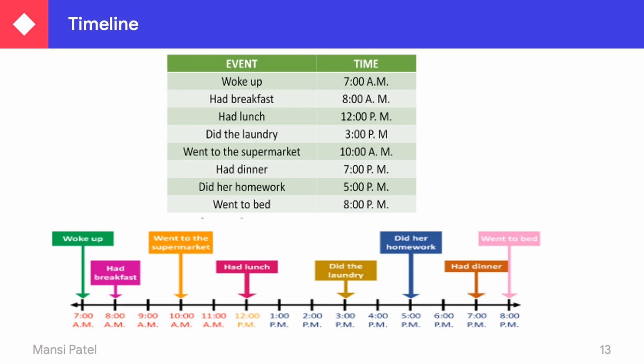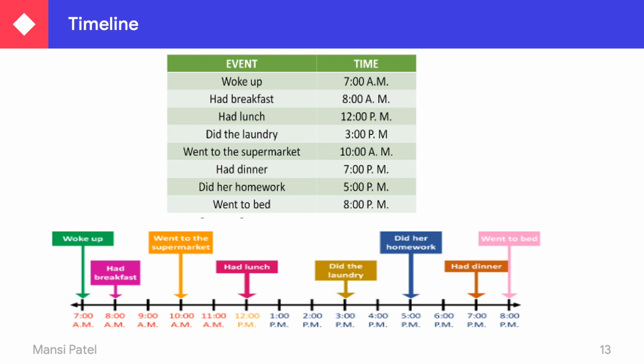Which event comes after woke up? That is had breakfast at 8 a.m. After that, in the table, had lunch is given, that is 12 p.m. But you can see below that went to the supermarket is at 10 a.m. So what you have to do is write down went to the supermarket first, and after that write down had lunch. When you know that your wake up time starts from 7 and you went to bed at 8 p.m., you have to write down all the times between these two.